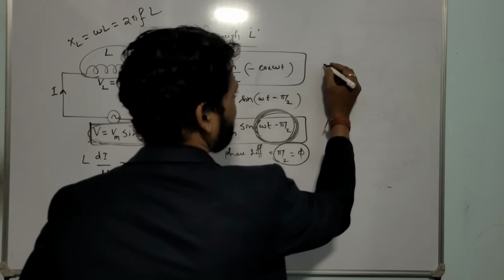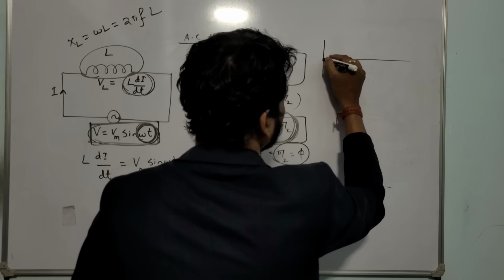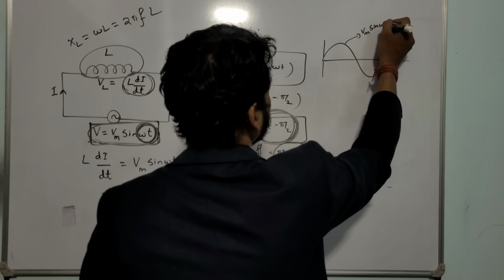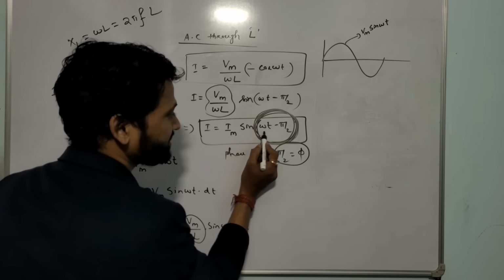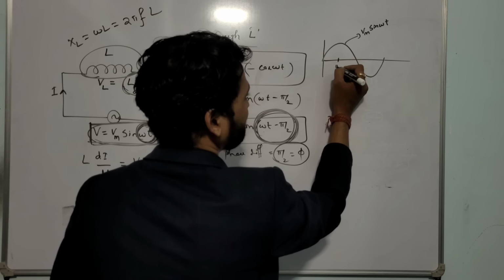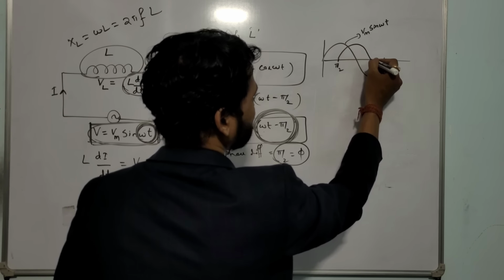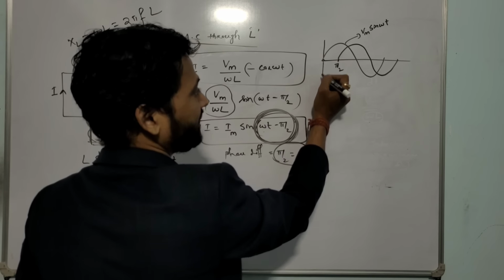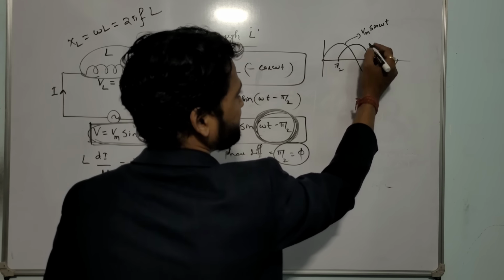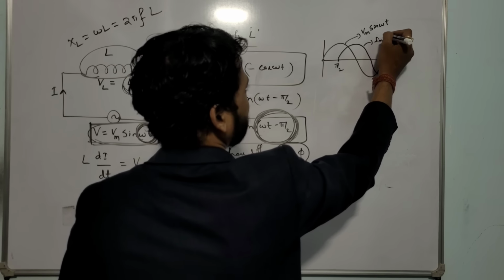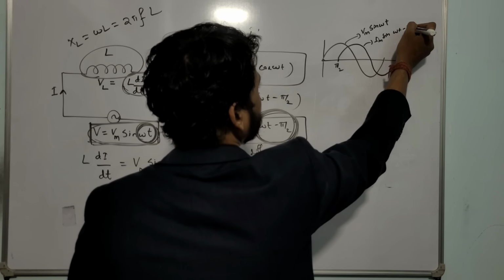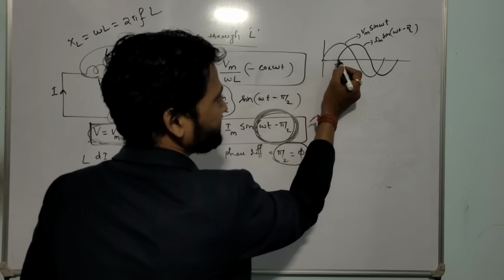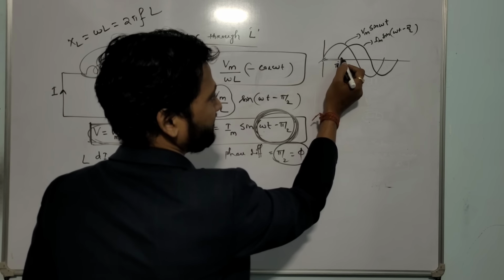Before the phasor diagram, look at the wave diagram. If this is the voltage Vm sin omega t, what is the equation of current? Im sin omega t minus 90 degrees, meaning after 90 degrees the current will start. Actually it is a continuous thing, you can start from this point. So first voltage, then current. So it is Im sin omega t minus pi by 2 with respect to origin. So what is the phase difference? Pi by 2.